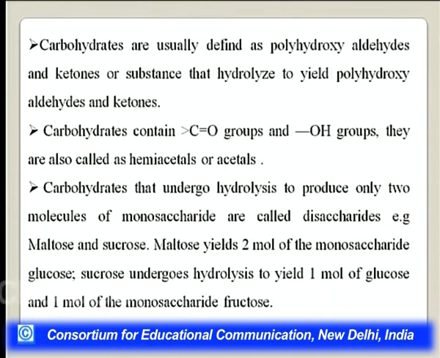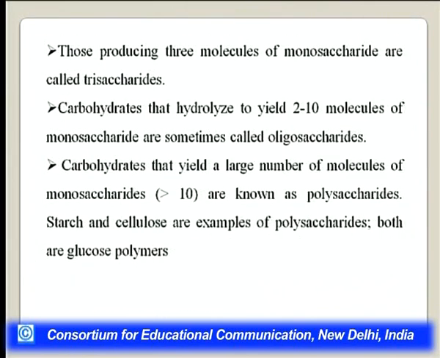About classification: carbohydrates that undergo hydrolysis to produce only two molecules of monosaccharides we called disaccharides. Examples were maltose and sucrose. Then we discussed their hydrolysis as well. About oligosaccharides, what are oligosaccharides? These are carbohydrates which contain 2 to 10 monosaccharide units. Carbohydrates which contain more than 10 monosaccharides are known as polysaccharides. So these were the classification of carbohydrates.